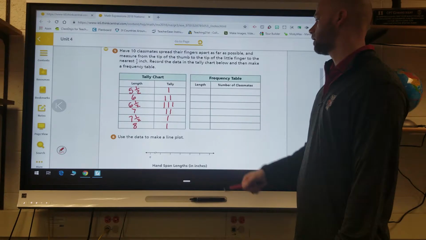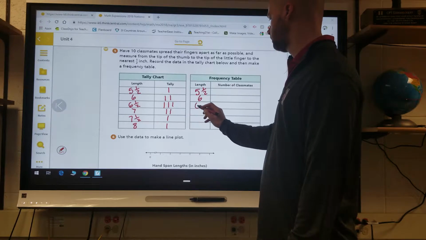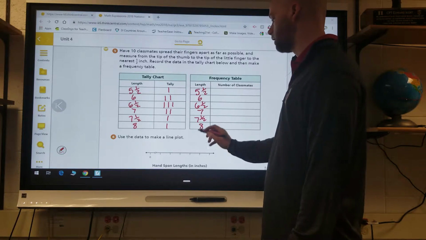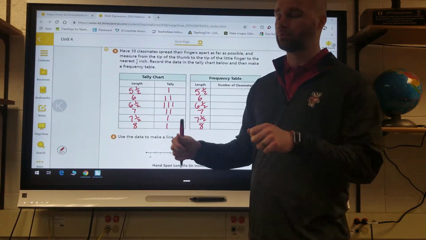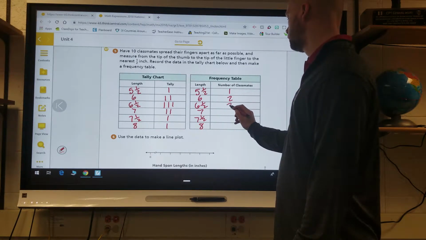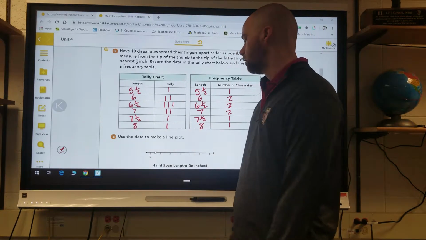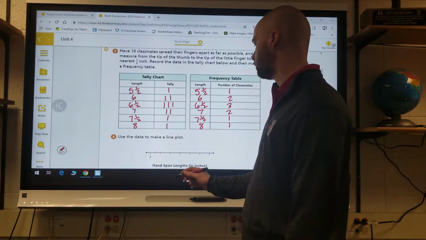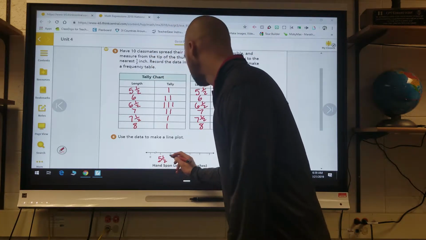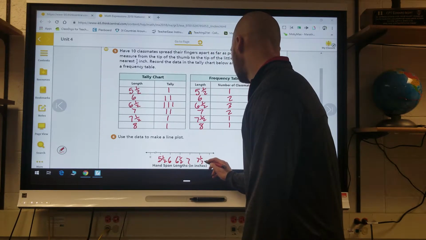Okay, so now I want to transfer that over here. So the frequency of that, we'll have 5.5 again, 6, 6.5, 7, 7.5, and 8. So again, just imagine yourself, you went around, measured people's, and this is the data that you collected. Okay, so here we're going to put 1, 2, 3, 2, 1, and 1. Okay, so that's how we fill out our chart. And then when we go down to here, we need to go 5.5, 6, 6.5, 7, 7.5, and 8.